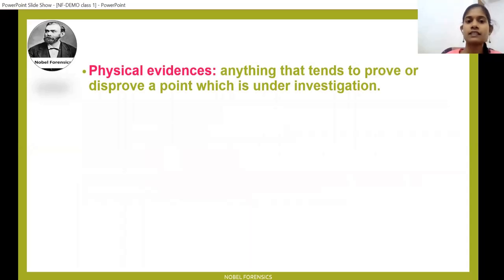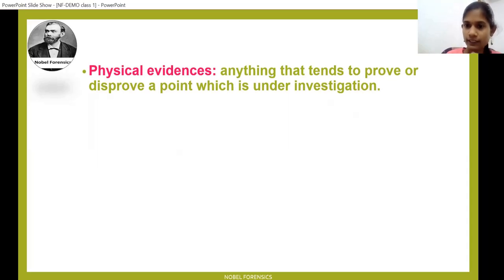Then physical evidence: every evidence that can prove or disprove a point under investigation comes under physical evidence. Prove or disprove means, as I said, if there is a blood stained knife in the crime scene, then the blood stain, with proper collection and packaging, is sent to the laboratory. Then they do analysis of the blood, blood grouping, then DNA analysis. Then they will get one DNA fingerprint. In the same way, the investigating officer sends the suspect's blood sample also.